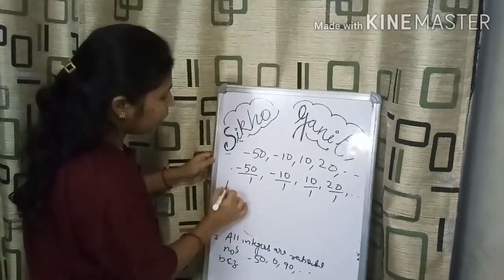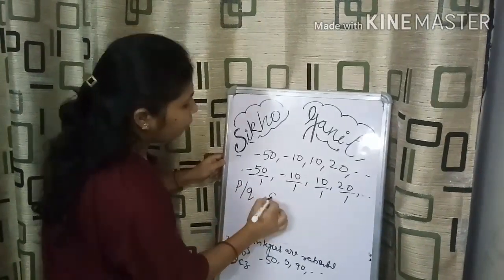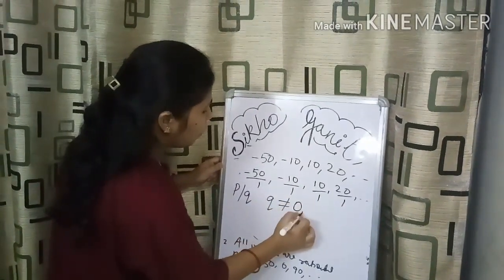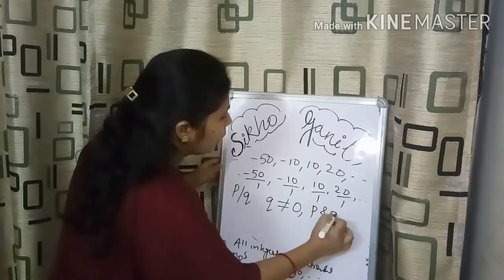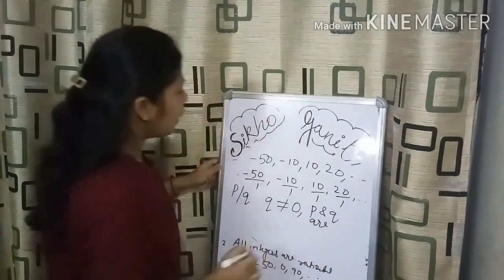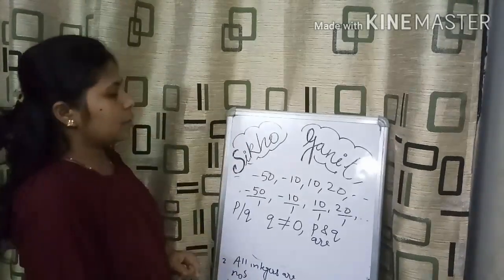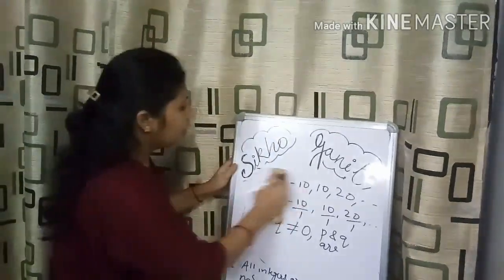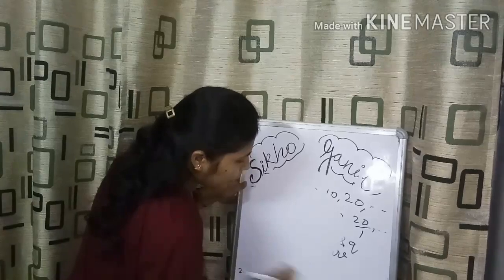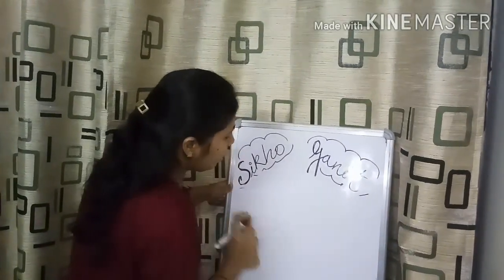So we can write it in the form of P by Q, where Q is not equal to 0 and P and Q are integers. That's why we can say that all integers are rational numbers. So is it clear till here? Now we'll learn properties of rational numbers.